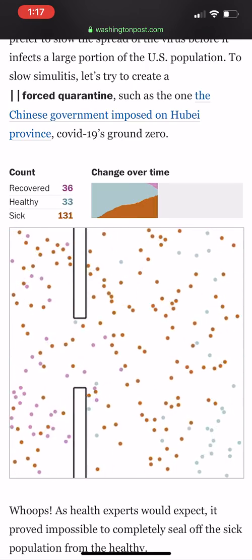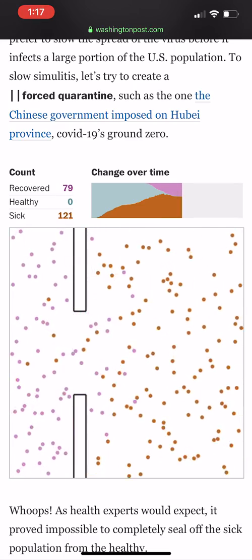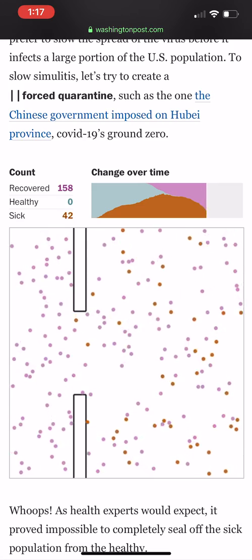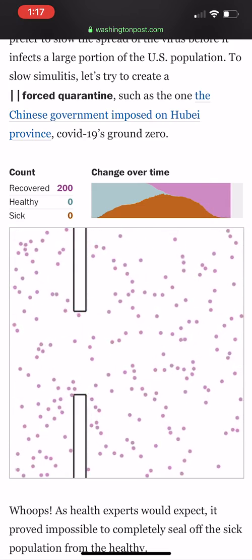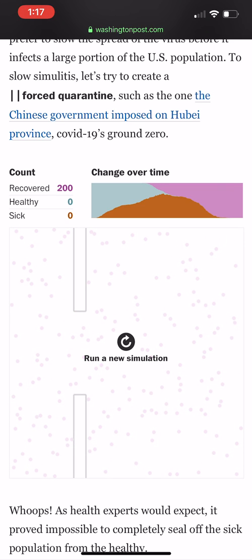And so then all of the sick people who were quarantined are now going out into general population. You can see that there was less of a spread over time, but nobody was healthy to begin with. Eventually, everybody got this. So I'll show it to you guys again.